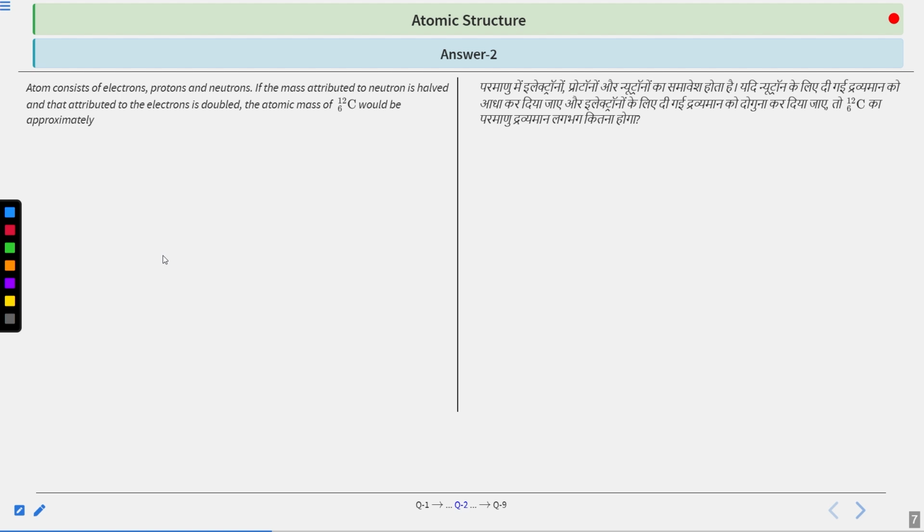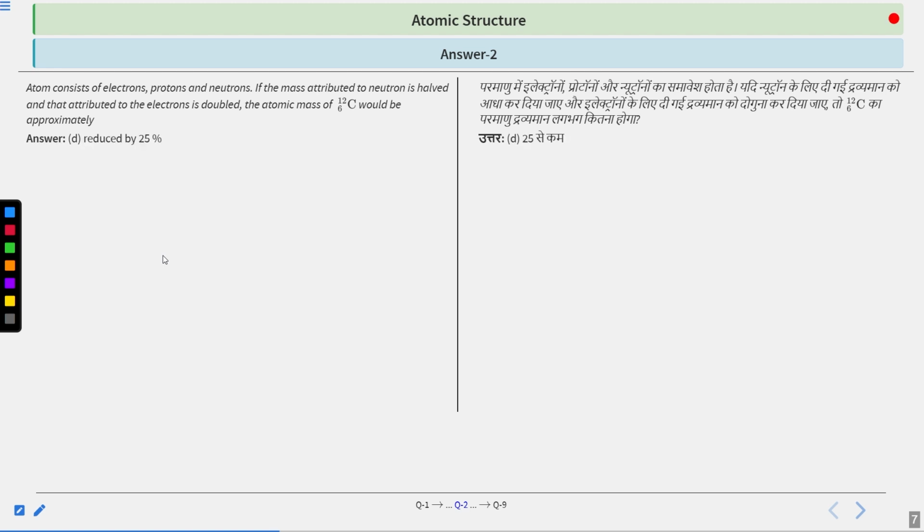Now, what we are doing is changing the mass of these subatomic particles. We are changing the mass of the neutron to its half value. If suppose its value is 4, then we are keeping it at 2. And at the same time, the electron mass is being doubled. Now it is asked what will be the atomic mass of the 12C6 carbon atom approximately. So you have to find a relation between the initial value and the final value that you obtain upon changing the mass of the subatomic particles, that is electrons and neutrons.